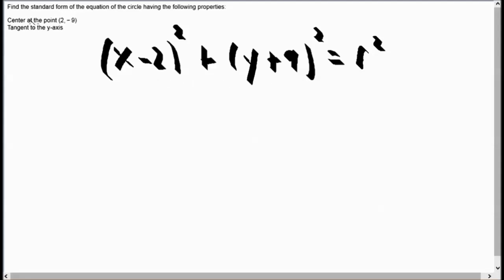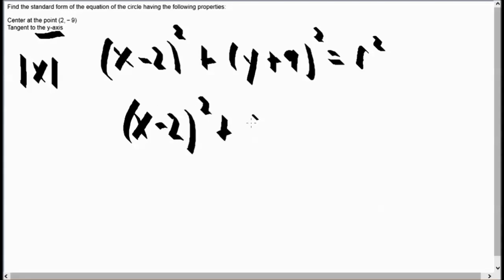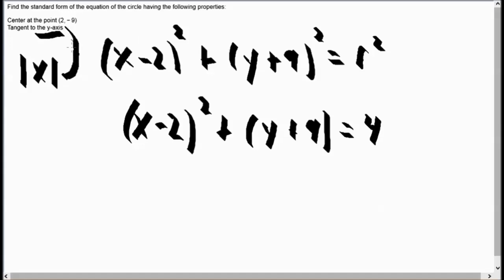And then to find the radius, since it's tangent to the y-axis, that means use the absolute value of the x-coordinate. And if it was tangent to the x-axis, you use the absolute value of the y. You just switch them. So what is the absolute value of the x-coordinate? That's 2. So we have x minus 2 squared plus y plus 9 squared is equal to, well, 2 is the radius. 2 squared is 4. And that 2 is right there. That's the 2 that we're using right up in there.